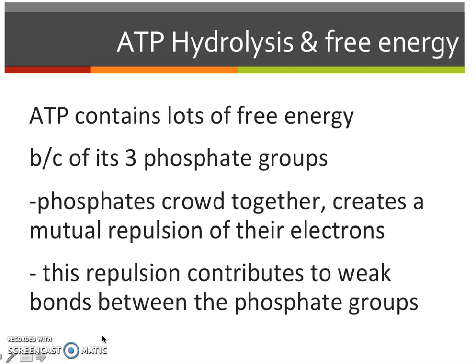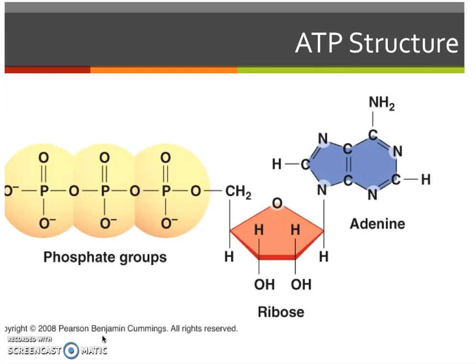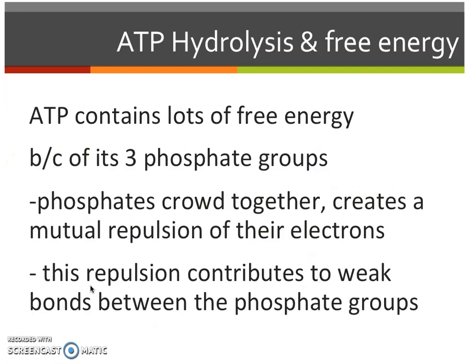So ATP contains a lot of free energy. These 3 phosphates have a lot of electrons and they repulse each other, causing some crowding, and it's really easy to break the bonds between these phosphates. And so when you break the bonds, you can release some energy, which can then be used for other things.